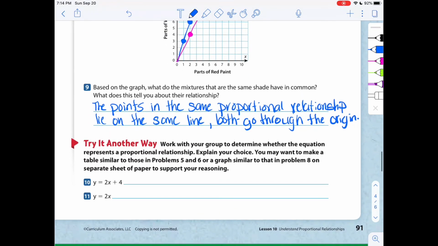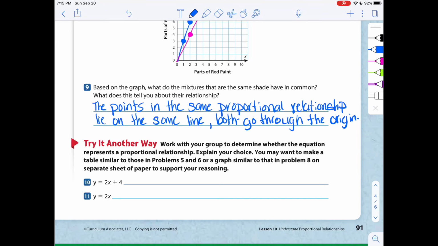So let's look at it another way. Work with your groups. So we're going to talk about that together and determine whether the equation represents a proportional relationship. Explain your choice. You may want to make a table similar to those in problem 5 and 6, or a graph similar to that in problem 8 on a separate sheet of paper to support your answer.